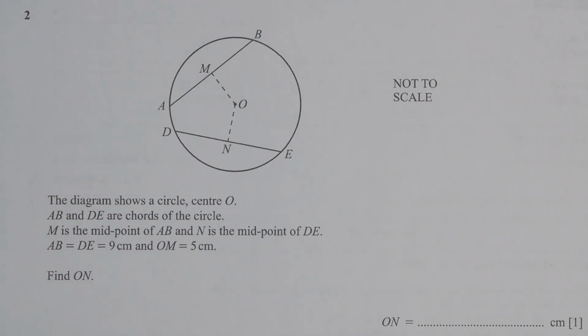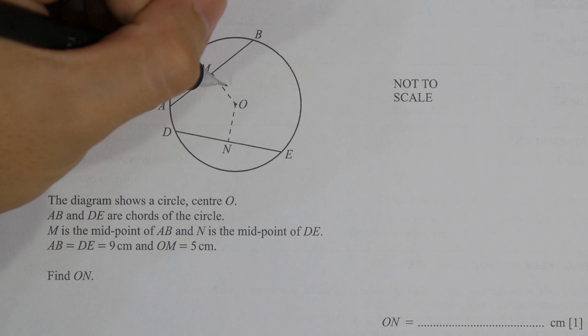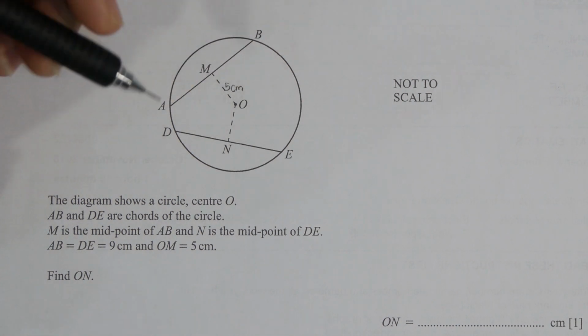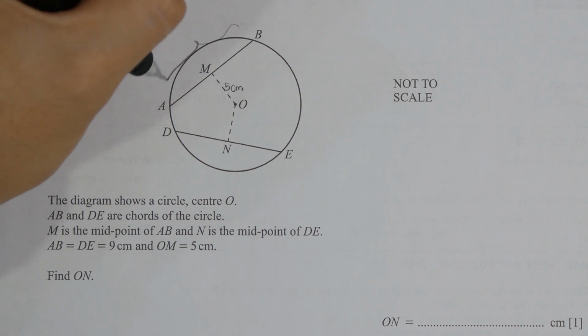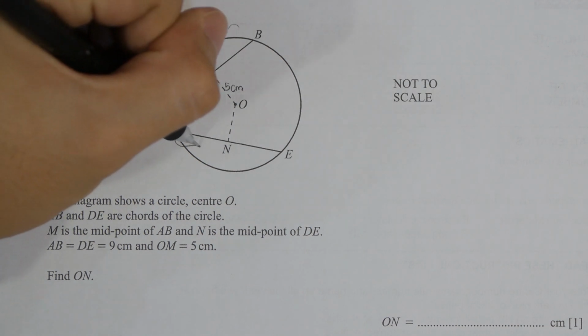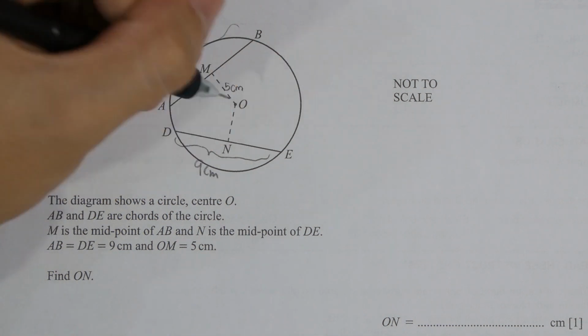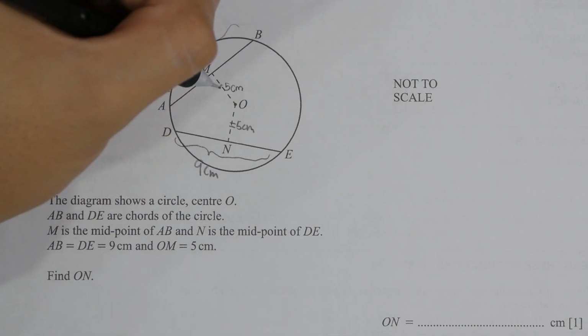So for you to calculate ON, the thing you need to take note of is, since AB and DE are the same length, OM is 5 and ON will also be 5.